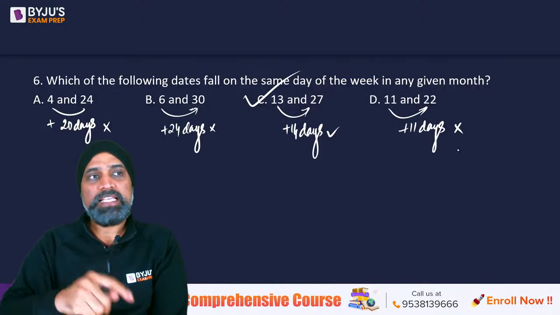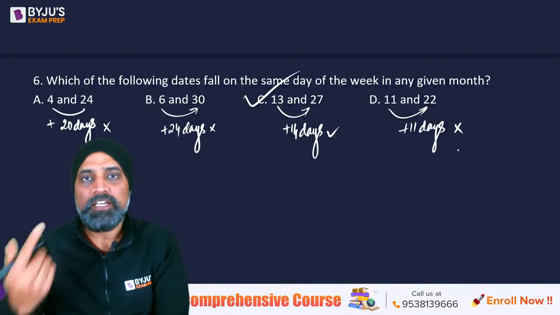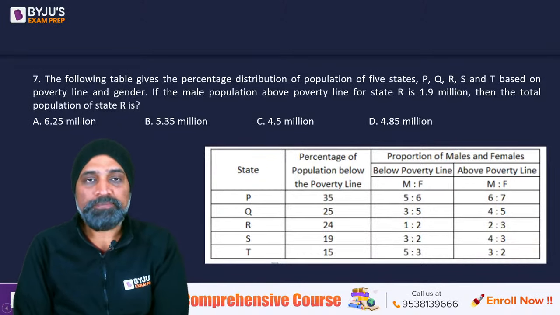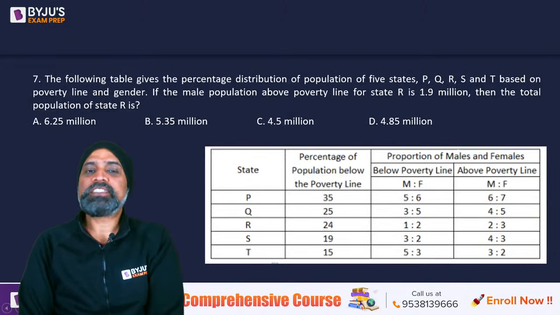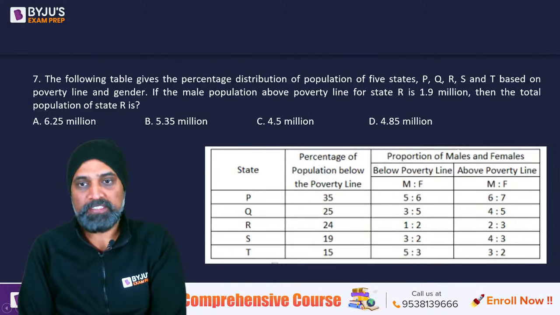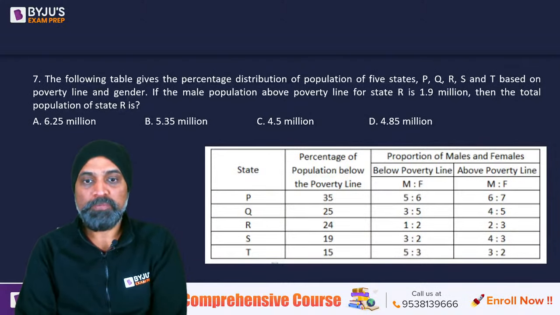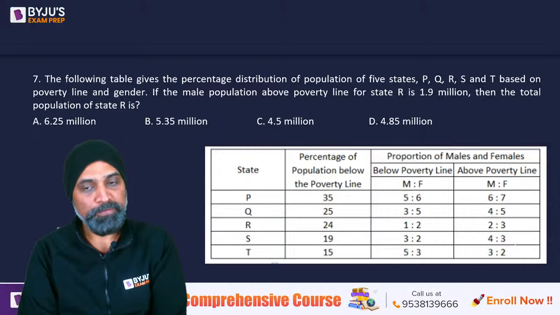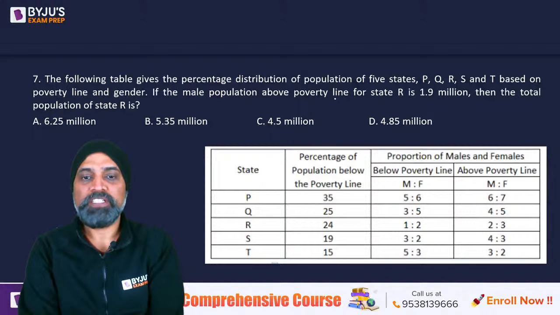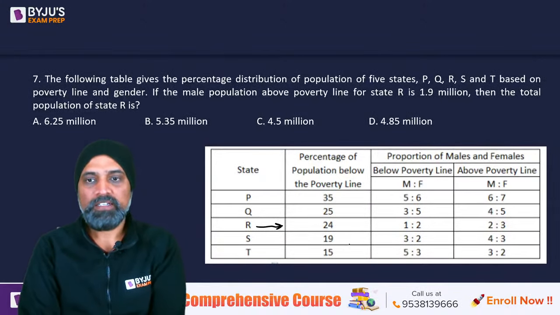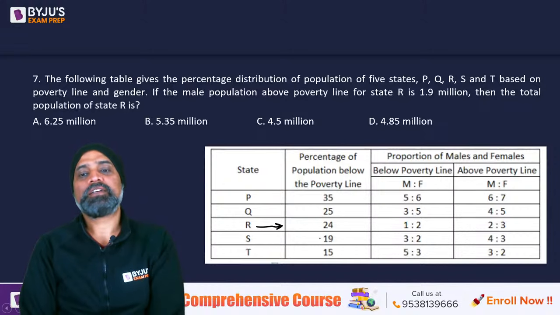Right? Why 7? Because there are 7 days in a week. So it's a cyclic order. It's a cyclic process. Okay. The following table gives the percentage distribution of population of 5 states, P, Q, R, S, and T based on poverty line and gender. So percentage of population below the poverty line, above poverty line, proportion of male and female. If the male population above poverty line for the state R is 1.9 million, so we are only dealing with state R, then the total population of state R is.